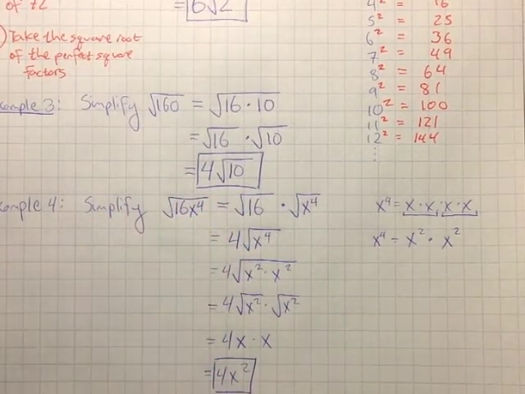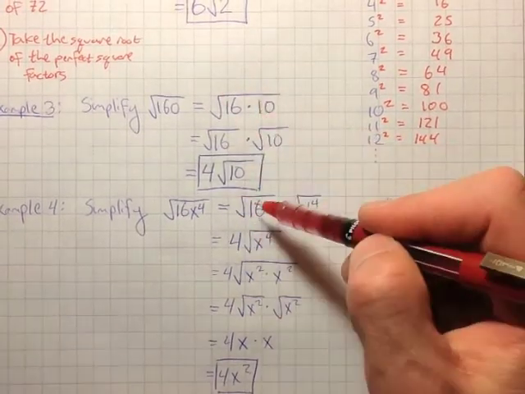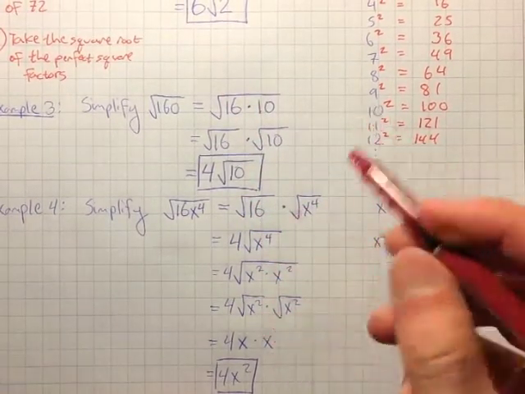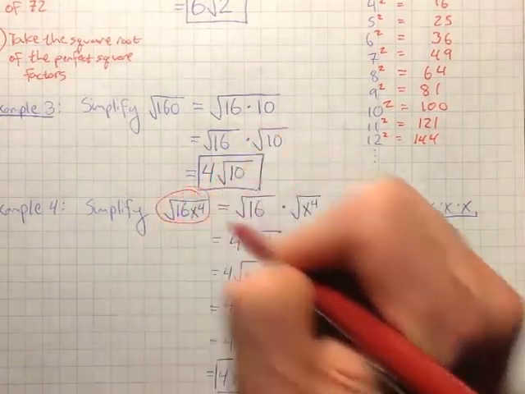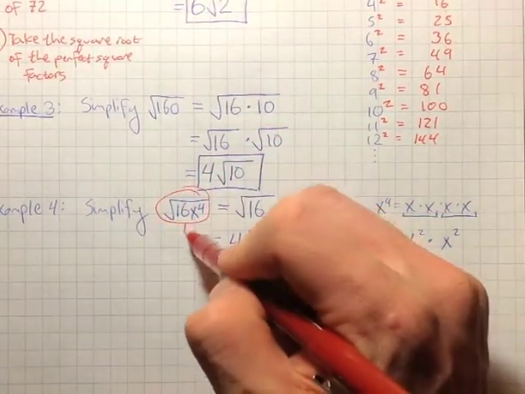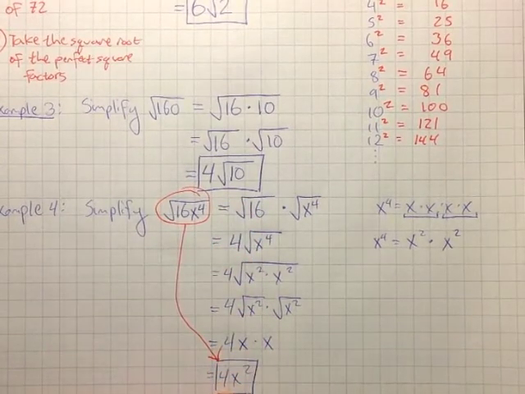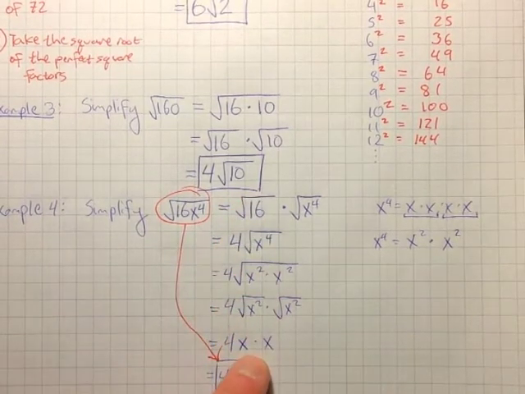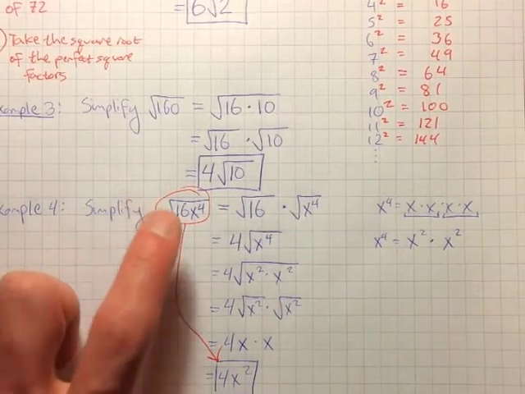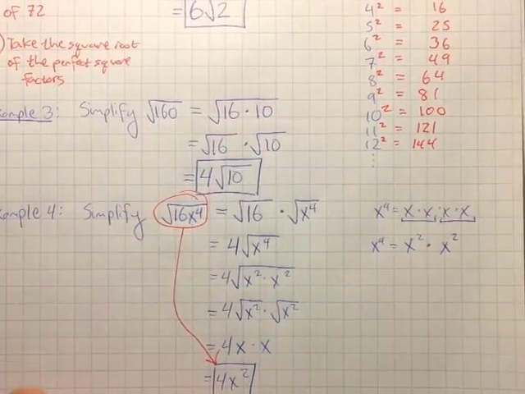Now, I have a lot of steps here, but to be honest with you, as long as you can find some way to go from here to here, I don't care what steps you take to get there. In fact, I probably showed too many steps. As long as you can find a way to get from here to here, then you're golden.